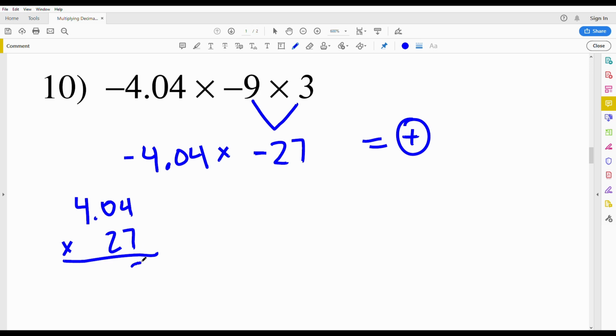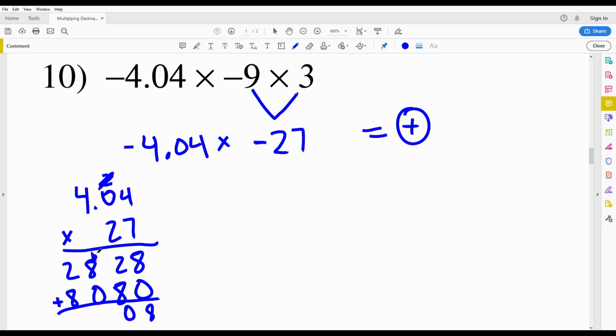4 times 7 is 28, so I'll write my 8, carry my 2, 0 times 7 is 0, plus 2 is 2, and then 7 times 4 again is 28. Now I need to remember to write my placeholder 0, and I'll go ahead and cross out this 2 so we don't get confused because that's already been used. Now I wrote my placeholder 0 because we're working with the digit to the left of 7. That's one digit to the left of 7, so 1 placeholder 0. 2 times 4 is going to be 8, 0 times 2 is 0, and 4 times 2 is 8. So when I add those numbers together, 8 plus 0 is 8, 2 plus 8 is 10. So write my 0, carry my 1, 1 plus 8 is 9, and then 2 plus 8 is 10.